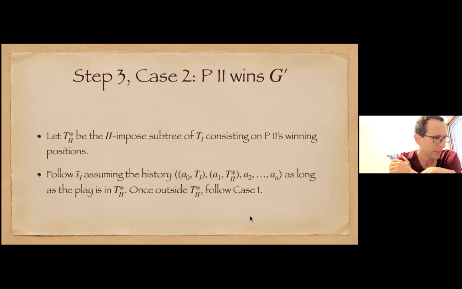So as long as they play in T star, player 1 assumes that player 2 really played T star and follows the instructions of tiled S1. And if they stay there, then the game continues. It is well defined. But once they get out of T star, then we are in a losing position for player 2, meaning a winning position for player 1, and this brings us back to case 1, where player 1 had a winning strategy, and then player 1 follows the instructions of case 1, trying to find a tree TP.